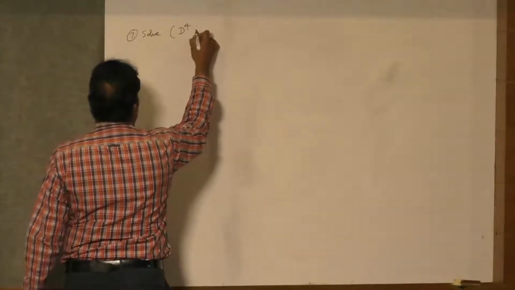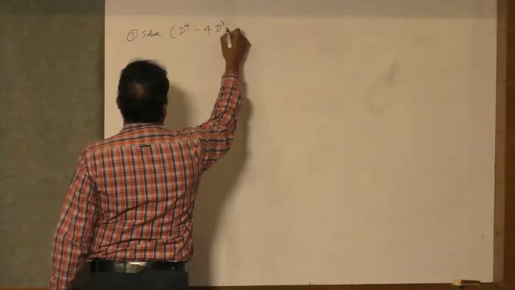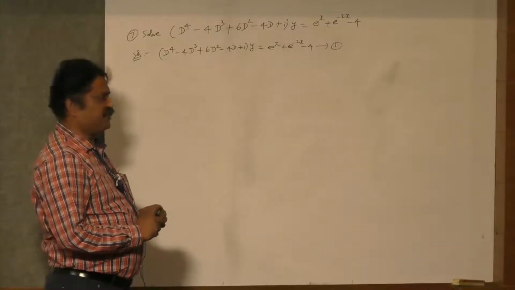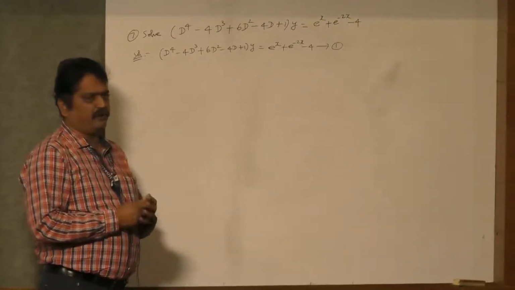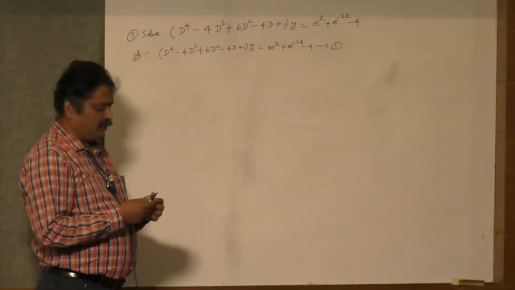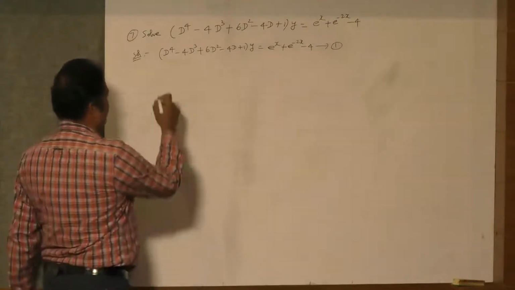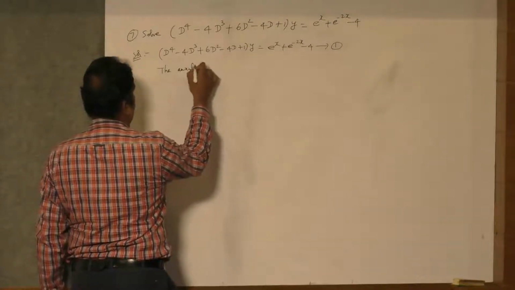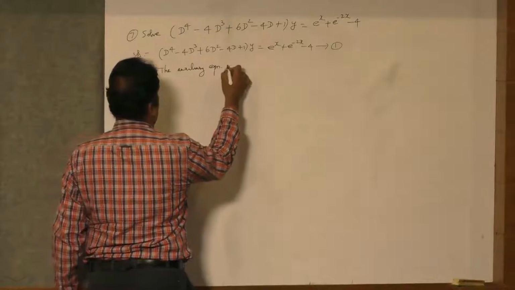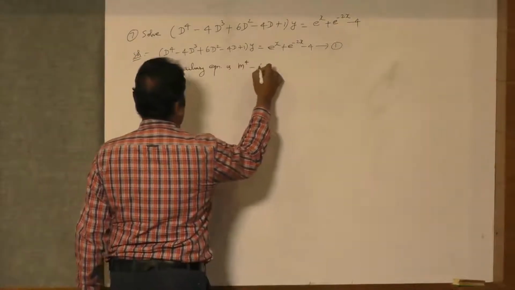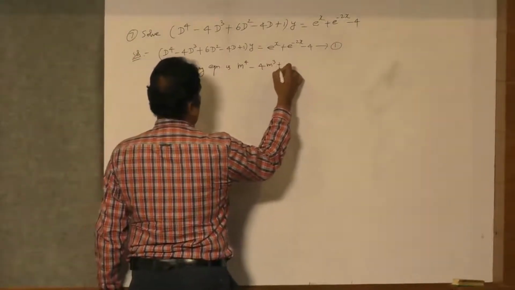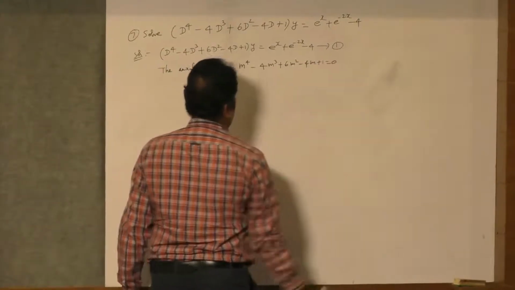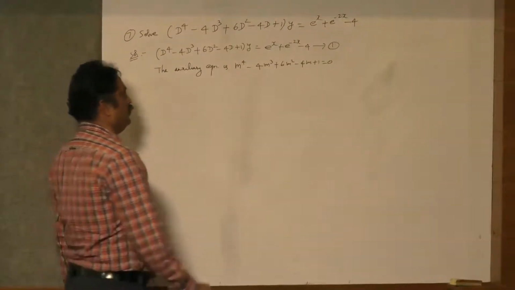D power 4 minus 4d cube... y is equal to complementary function plus particular integral. First let us find out the complementary function. To find the complementary function we need an auxiliary equation. The auxiliary equation is m to the power 4 minus 4m cube plus 6m square minus 4m plus 1 is equal to 0. Let it be equation number 2.